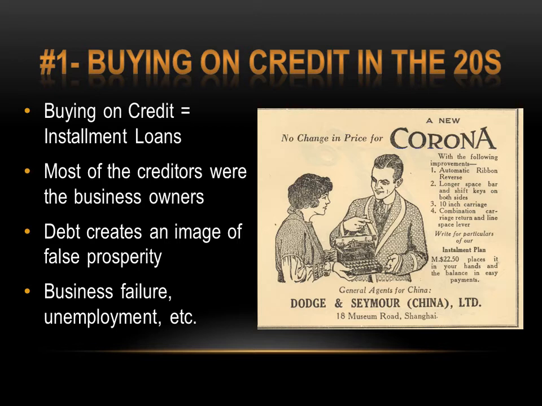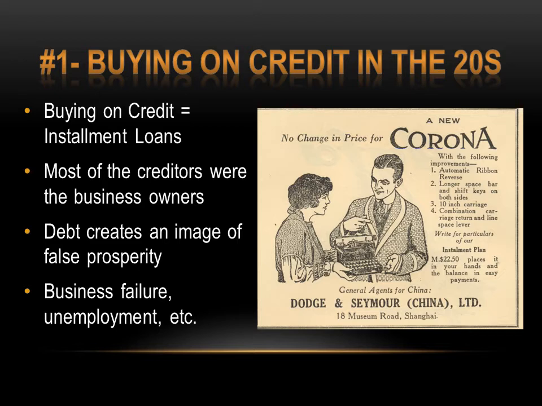And so with the business owners assuming that debt, when it comes time for those people to pay and they can't pay, those businesses are the ones that suffer. Because they issued that credit, and now people aren't paying them. They're the ones in trouble, and that causes business failure. So buying on credit does that.